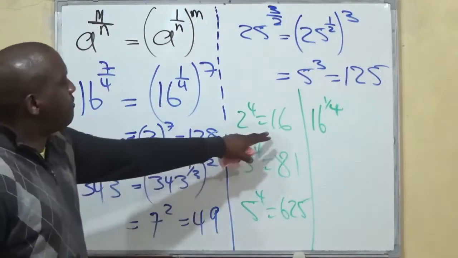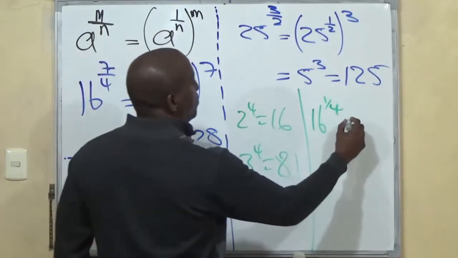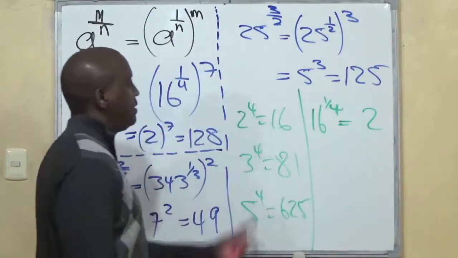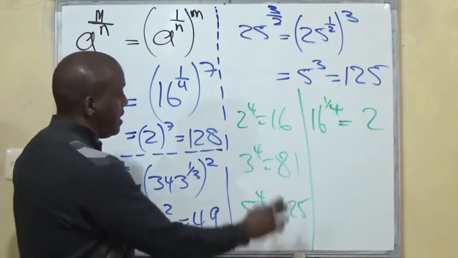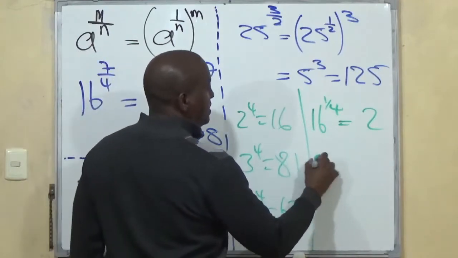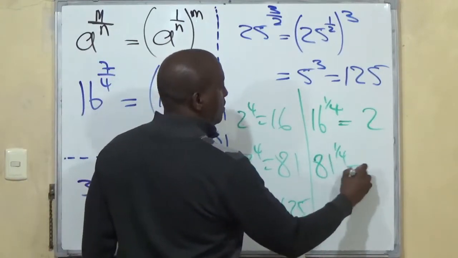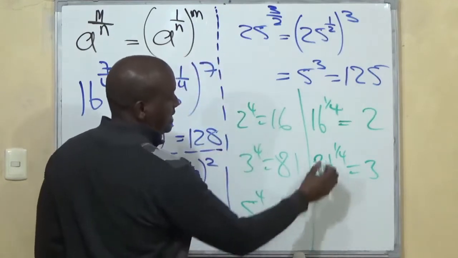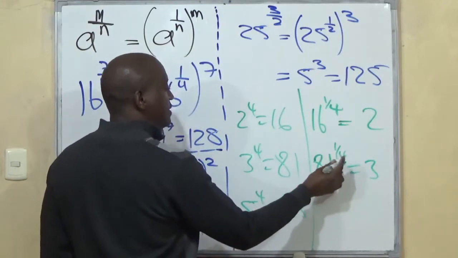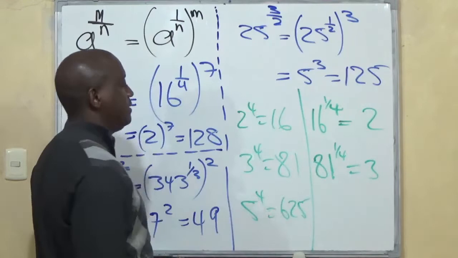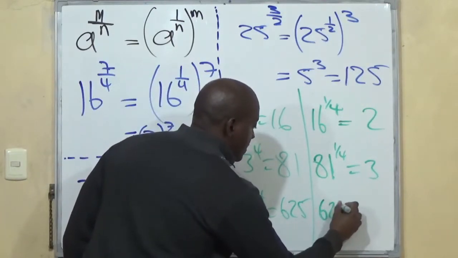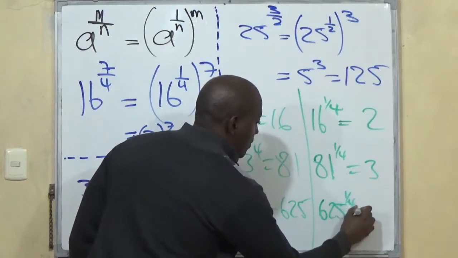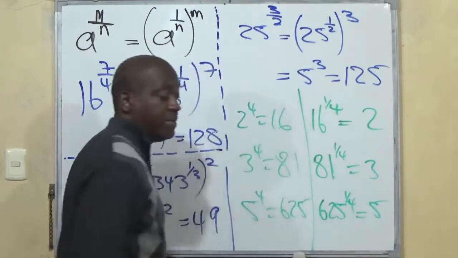So if 2 to the power of 4 is 16, then 16 to the power of 1 over 4 is 2. See? One side of the coin, the other side of the coin. If 3 to the power of 4 is 81, then 81 to the power of 1 over 4 is equal to 3. That's 81 to the power of 1 over 4, not 81 1/4. And if 5 to the 4 is 625, then 625 to the power of 1 over 4 is equal to 5. So you see that pattern here.